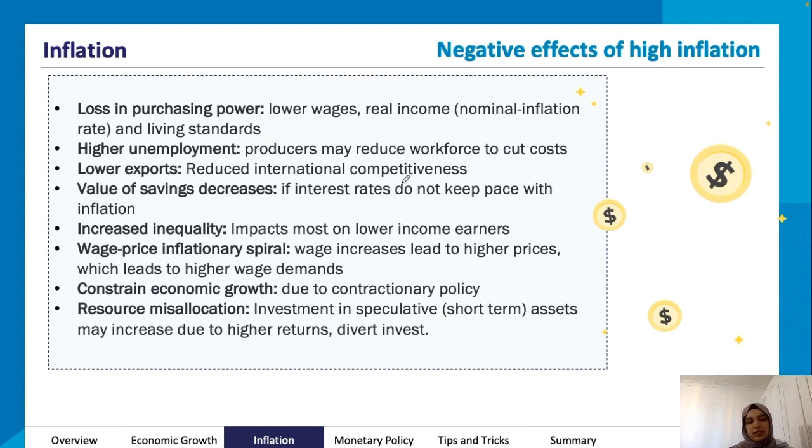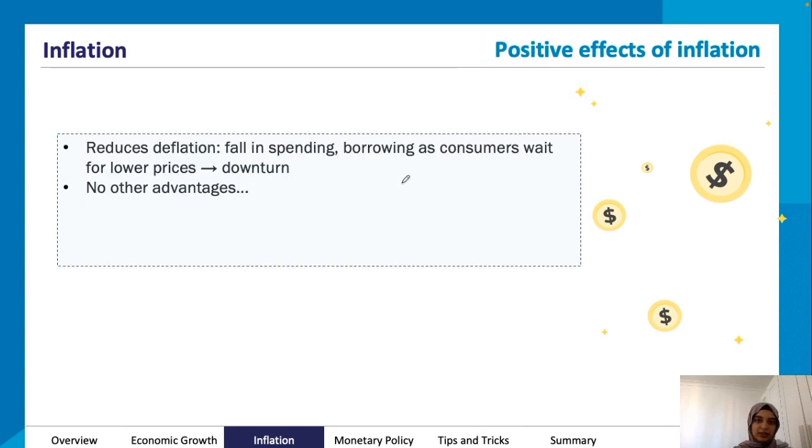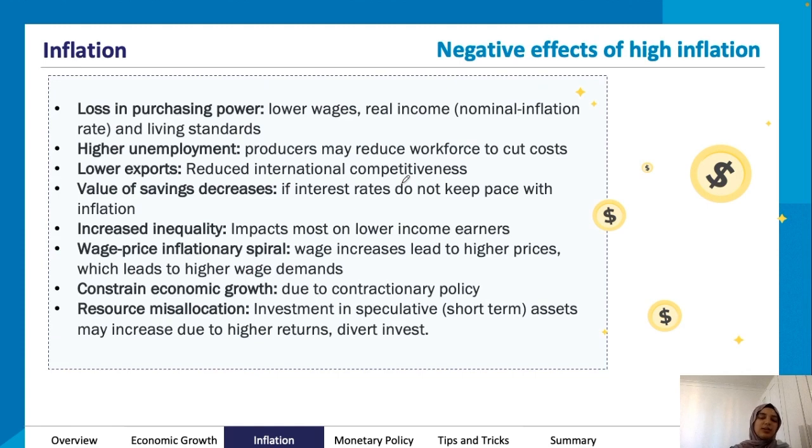Right, so here's a sort of summary of some of the negative impacts. So you have loss in purchasing power, you have higher unemployment, you have lower exports, the value of savings decreases, increased inequality, which tends to mainly impact lower income earners who don't have as much. Anyway, wage price inflationary spiral, constraining economic growth, and resource misallocation. So you can see the comparison of positive versus negative. So that's why they are always trying to keep the inflation rate targeted, and they're trying to target at 2 to 3%.